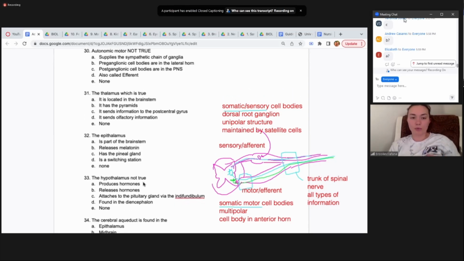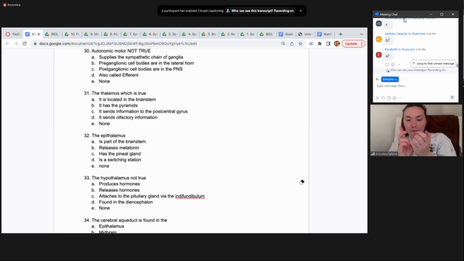Okay, so this is now into the brain, not in the spinal cord anymore, so we're transitioning into the brain. Question 31, the thalamus. Which of these is true about the thalamus? Any guesses? Thalamus.